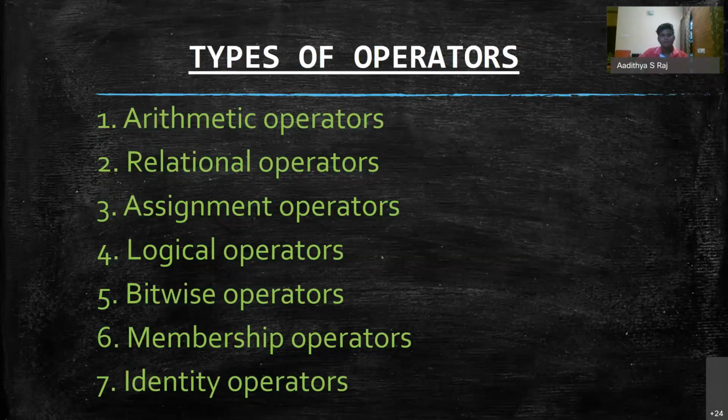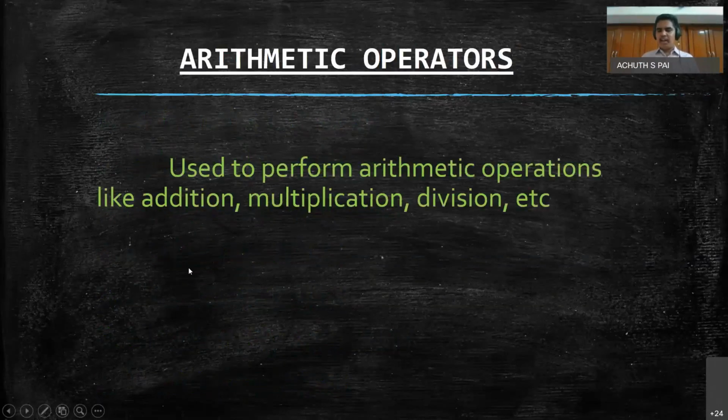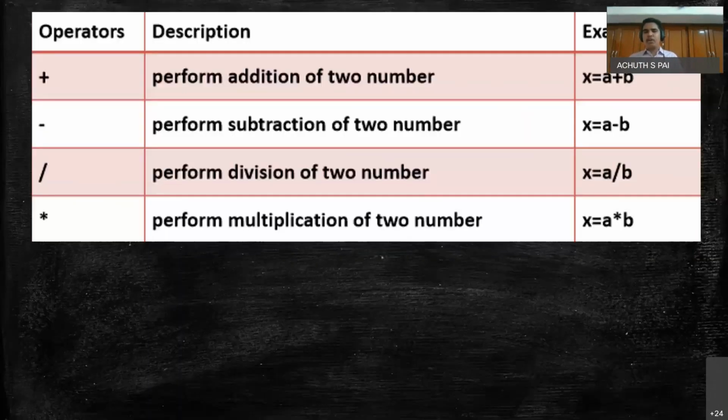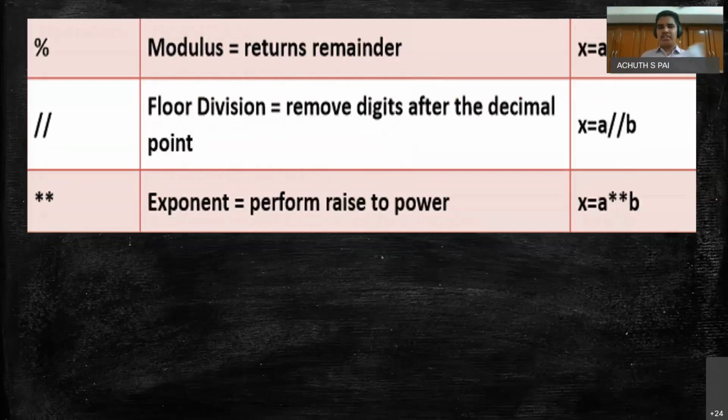So Aditya, which were the two operators that we learned in detail today? Arithmetic operators and relational operators. Yeah. Today we learned arithmetic operators and relational operators in detail. Arithmetic operators are simply the operators that are used to perform arithmetic calculations like addition, multiplication, etc. And we also saw the different kinds of arithmetic operators, the plus, minus, division, modulus, etc. And we also talked about their function.